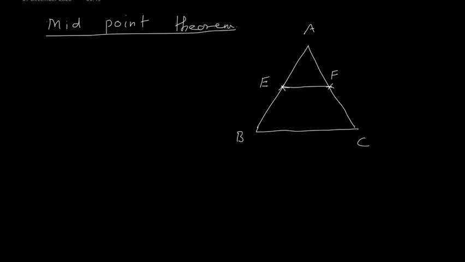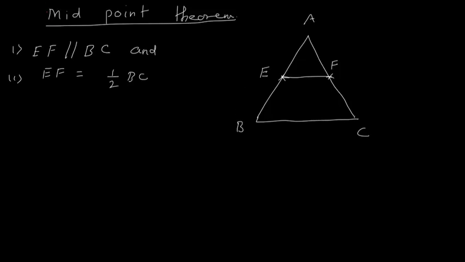What is the midpoint theorem? In a triangle, if we join the midpoints of two sides of the triangle, then the segment formed is parallel to the third side and half of it. So the midpoint theorem is that, first, this EF is parallel to BC, and second, this EF is half of BC.